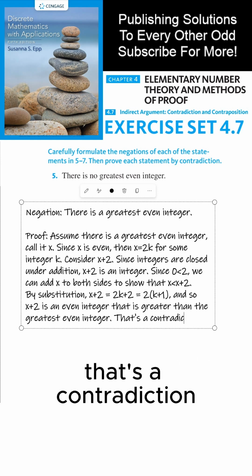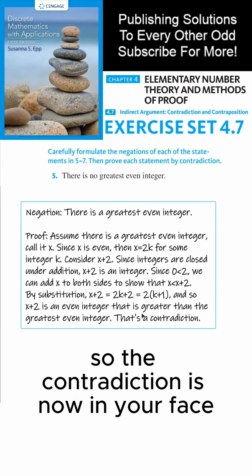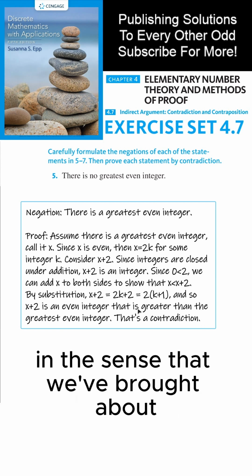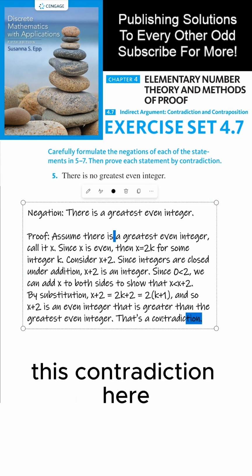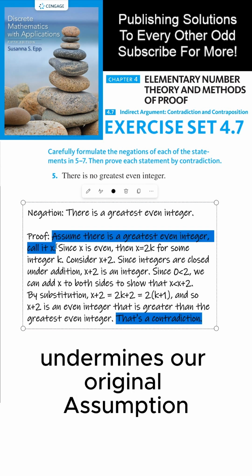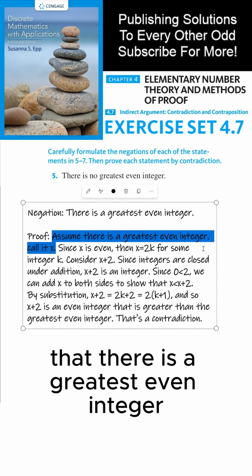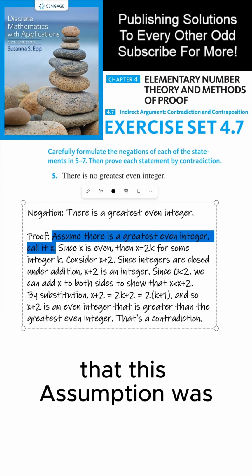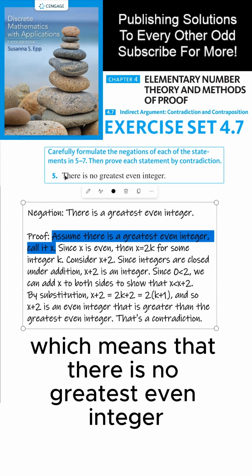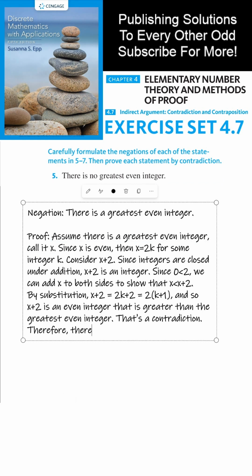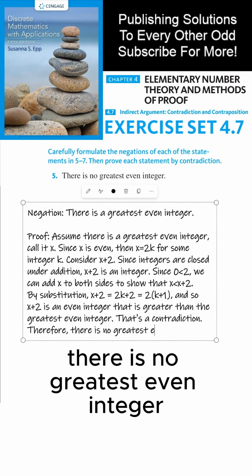That's a contradiction. So the contradiction is now in your face, in the sense that we've brought about the contradictoriness of assuming a falsehood. This contradiction undermines our original assumption that there is a greatest even integer. So that means we have to conclude that this assumption was in fact false, which means that there is no greatest even integer. So therefore, there is no greatest even integer.